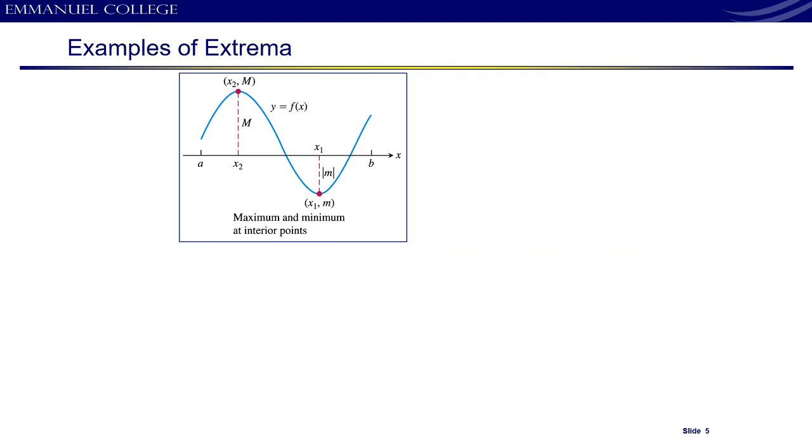So some examples. Let's take a look at this first one. This one's just kind of like a cubic function, and you can see that it's cut off at a and b. And so you have a maximum value here at x2, and then you have a minimum value here at x1.